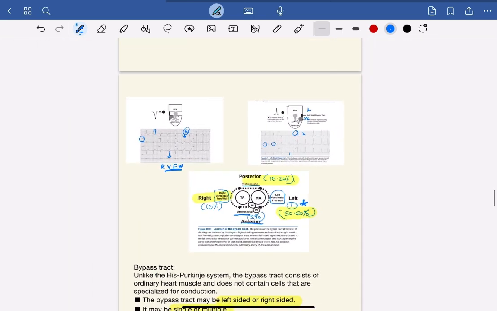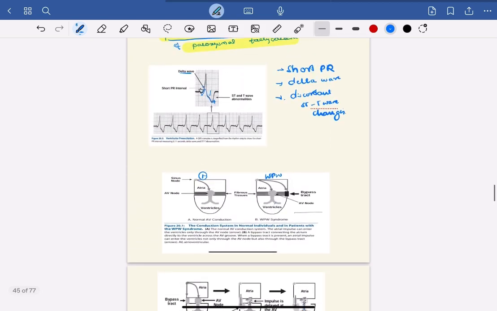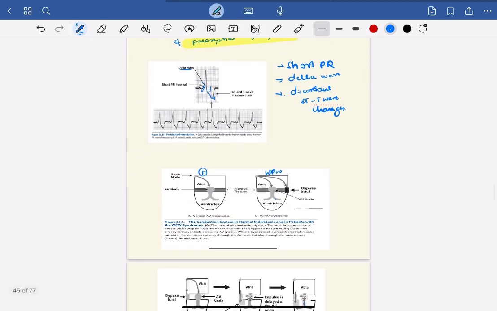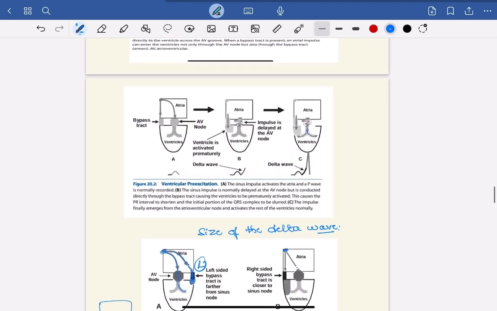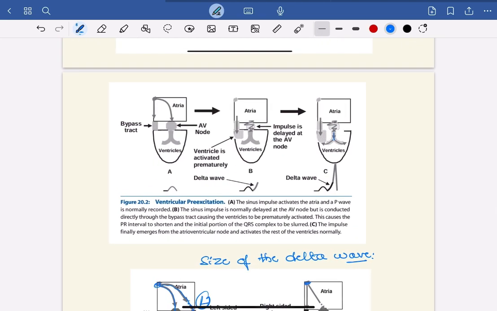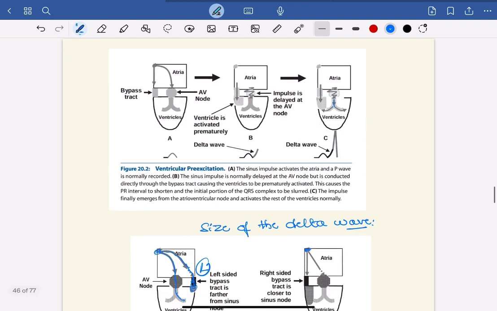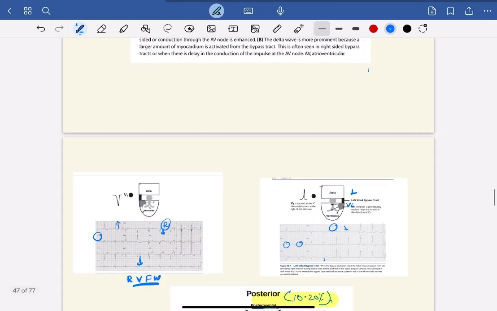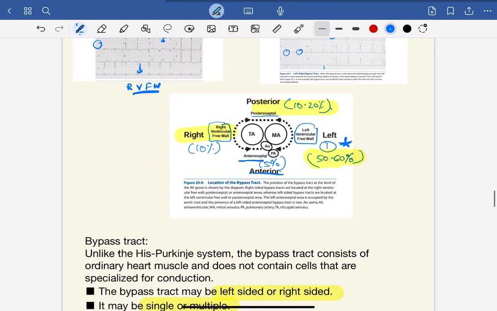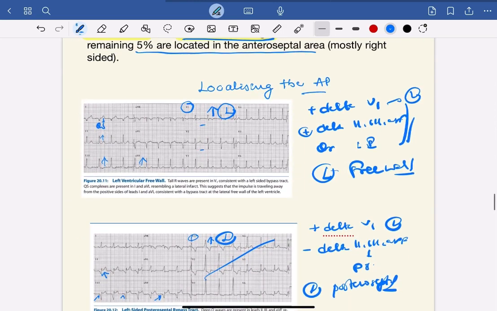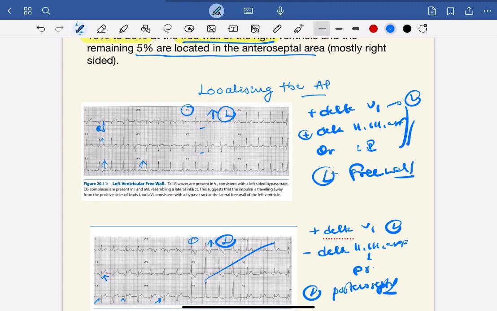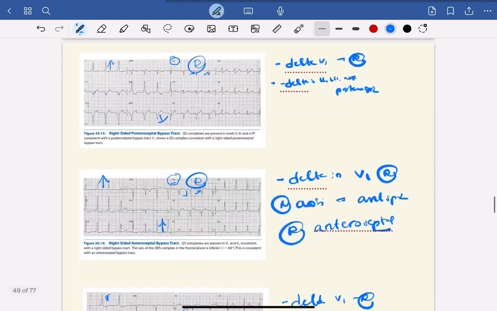Here it's very important to know the ECG findings of WPW syndrome and the accessory pathways. You should know how the conduction happens through the bypass tract and AV node, and the size of the delta wave, and the location of the bypass tract, and identifying the location on the ECG. So this is about WPW syndrome.